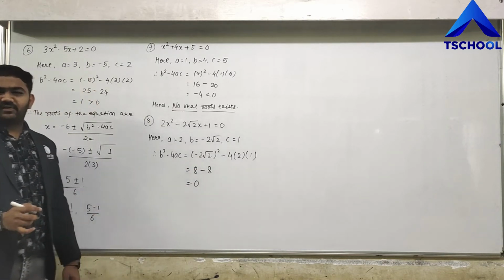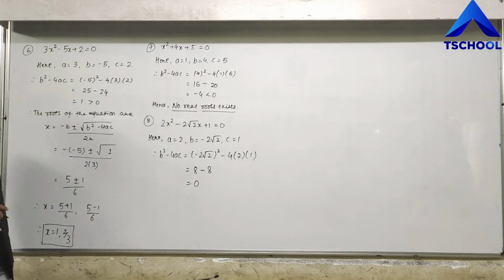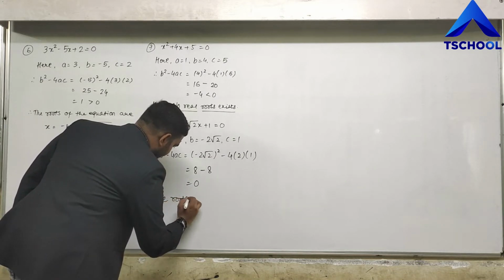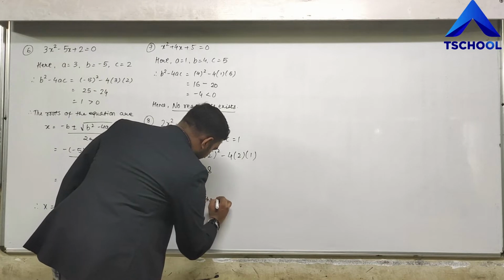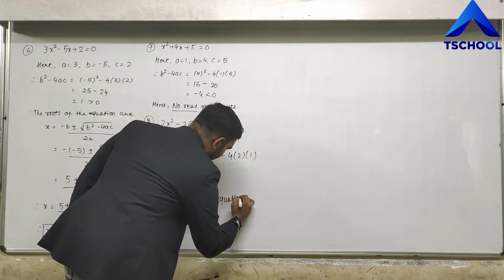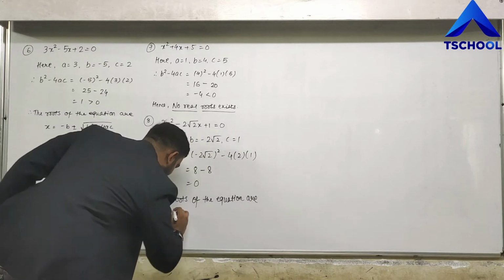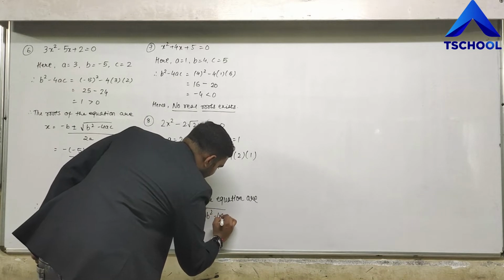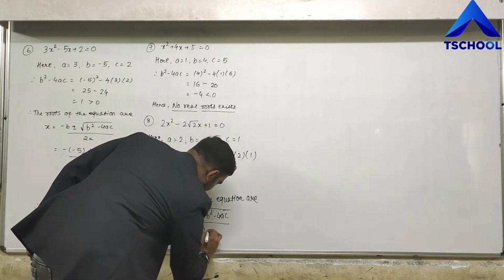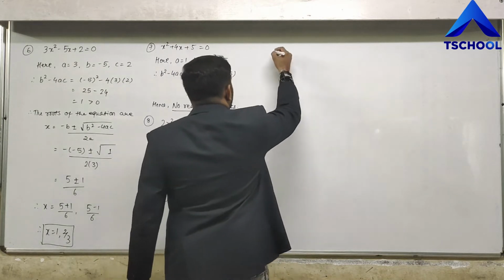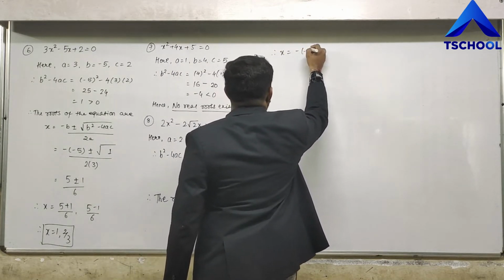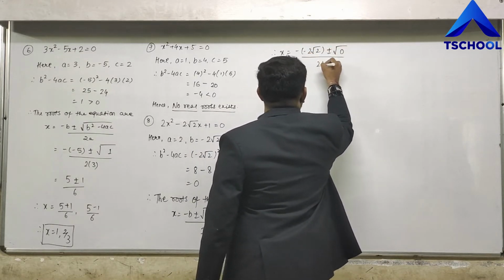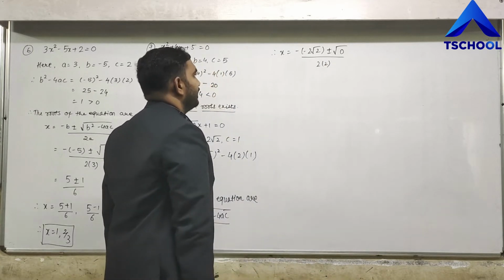So what will be the nature of the roots? The roots here will be real and equal. Therefore the roots of the equation are x equals minus b plus or minus root b square minus 4ac upon 2a. Therefore x equals minus of minus 2 root 2 plus or minus root 0 upon 2 into 2, right?